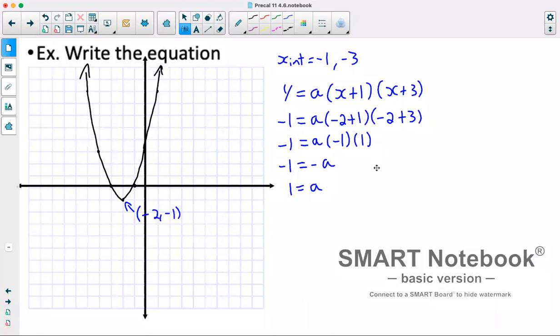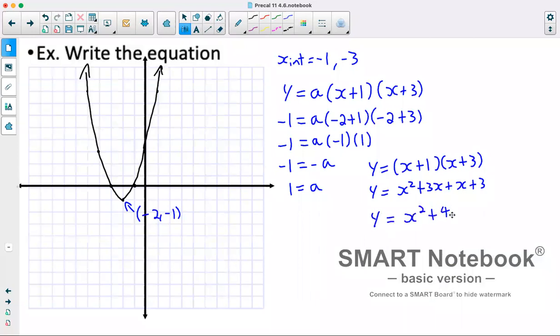Because a equals 1, we can write our equation without the a value. So we have x plus 1 times x plus 3. We'll then want to FOIL this out. So we have y is equal to x squared plus 3x plus x plus 3, and we'll combine like terms. So we've got y equals x squared plus 4x plus 3, and that would be our equation in general form.